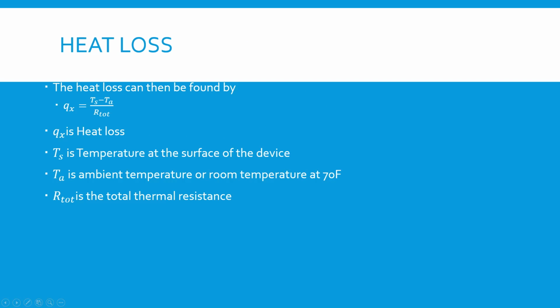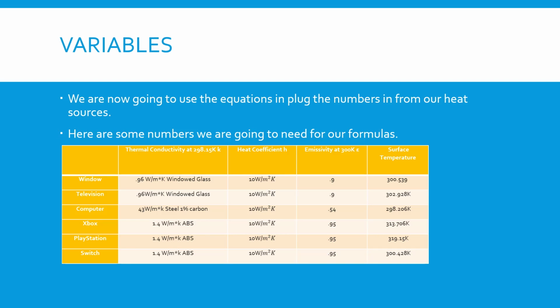Once the total thermal resistance is found, we plug it into the heat loss formula, which is heat loss equals the temperature at the surface minus the ambient room temperature divided by the total thermal resistance. Here are some numbers we'll be using in our formulas.